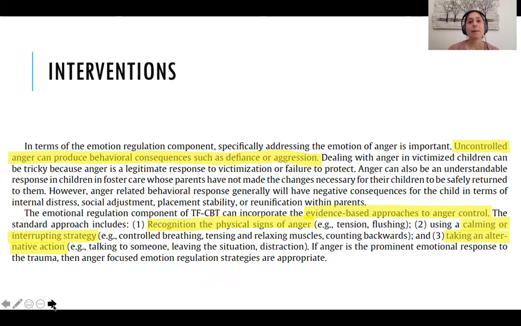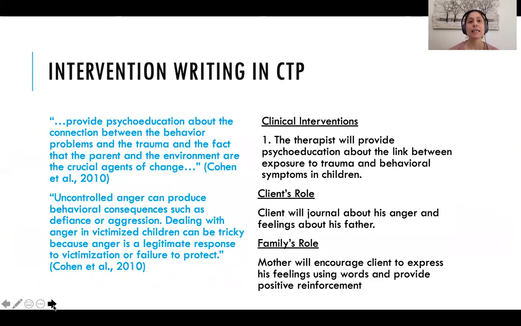Specifically in this passage here, we're encouraged to work on emotional regulation, which is a component of TFCBT. The first sentence that I've highlighted goes nicely with the psychoeducation intervention. Then in the second paragraph, we have some tangible things we can do with a client to improve anger control and subsequently reduce physical aggression. Now, once again, here I've pulled out the components we might want to include on the left, and use them to create the clinical intervention on the right.